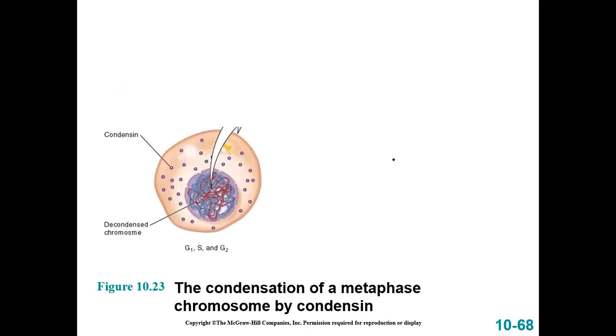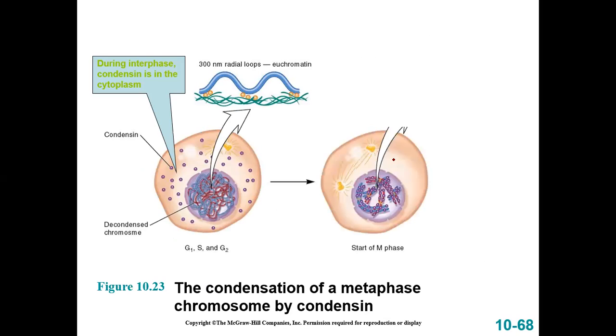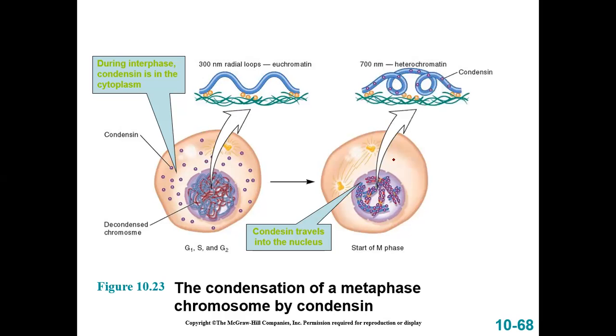Here you can see the condensation of the metaphase chromosome by condensin. During interphase, condensins are in the cytoplasm. This is the 300 nanometer radial loop chromatin, or the euchromatin. Before the G1, S and G2 phases end and the M phase starts, condensins travel toward the nucleosomes. During the interphase, condensins are in the cytoplasm, but during the M phase, condensins move to the nucleus and bind with the chromosome.